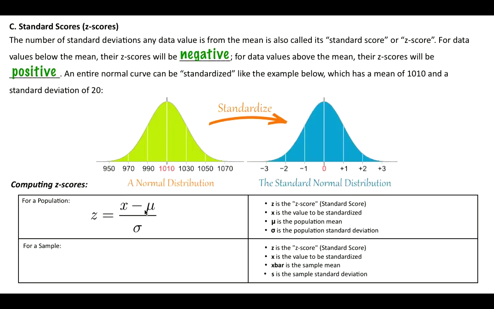For a sample, it's the same principle. It's just that instead of mu, we use x bar, and instead of sigma, we use s. And this z-score, this value that you get out, is going to be plus or minus or 0, and it's going to tell you, again, how far your value of interest, your x value, is away from the mean in standard deviations. How many standard deviations are we away from the mean?